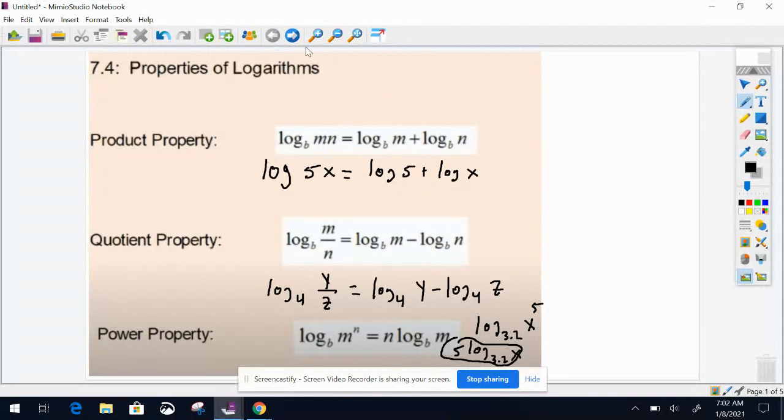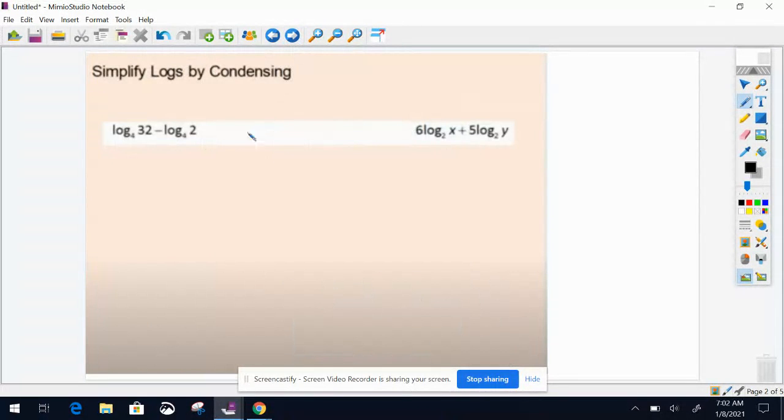So let's look at a couple of examples here. Starting off really simple. Okay, simplify logs by condensing. So we see the subtraction. We're going to write the log base 4 one time. I'm going to put the 32 over 2. Again, this subtraction sign means division, and then I can actually do the math here. Log base 4 of 32 divided by 2 is 16.